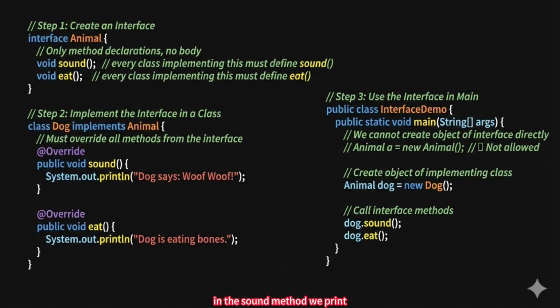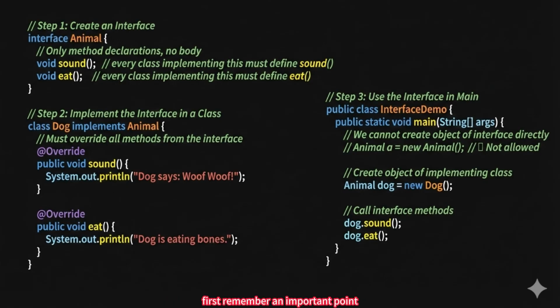In the sound method, we print system.out.println("dog says woof woof"). And in the eat method, we print system.out.println("dog is eating bones"). In this way we give the body of the interface methods. Because remember, when a class implements an interface, it is compulsory to provide implementation for all the methods of that interface. Now we create the main class, named InterfaceDemo.